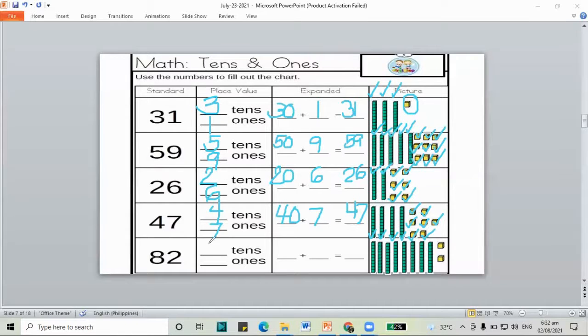How about this one? We have 82. The tens is 8. The ones is 2. 80 plus 2 is equal to 82. Let's skip count. 10, 20, 30, 40, 50, 60, 70, 80. Plus 2 more, 81, 82. That's how you make your tens and ones place value. And this is how you add it in expanded form. And this is how you make it into picture form.